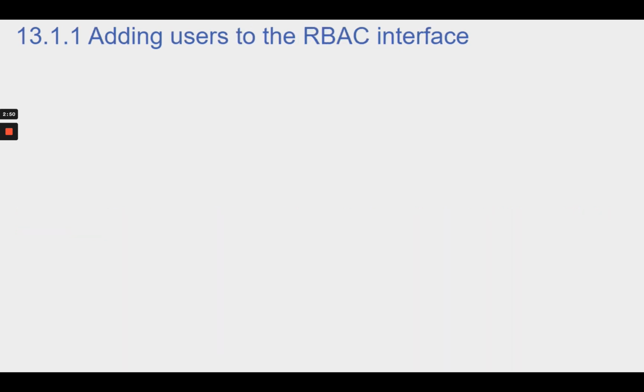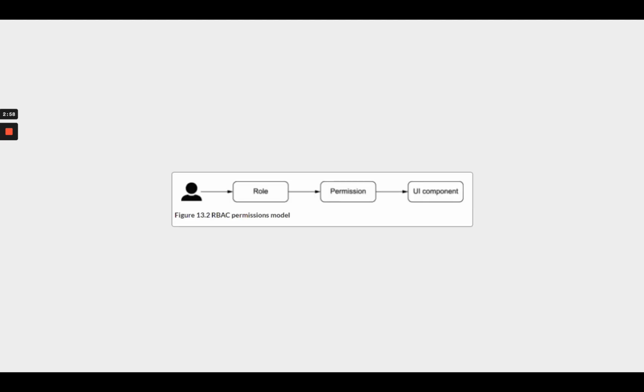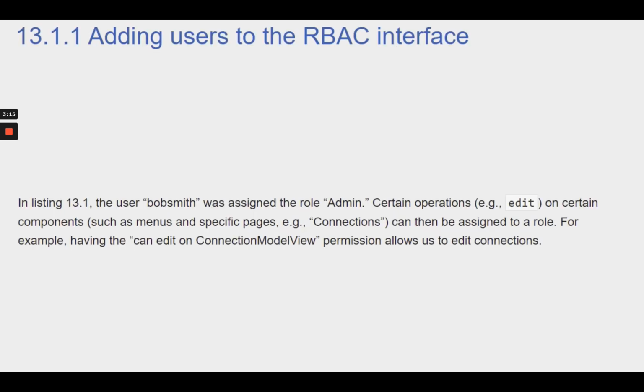Section 13.1.1. Adding users to the RBAC interface. We'll create an account for a user named Bob Smith. This creates a user with a role named admin. The RBAC model consists of users which are assigned to a single role, with permissions, certain operations, assigned to those roles, which apply to certain components of the web server interface, figure 13.2.